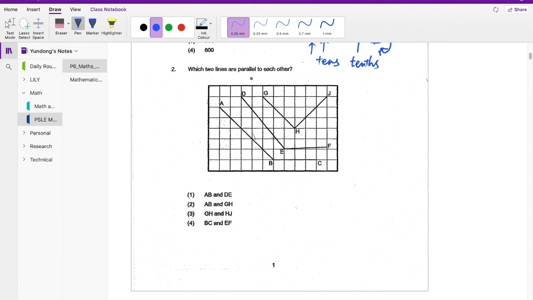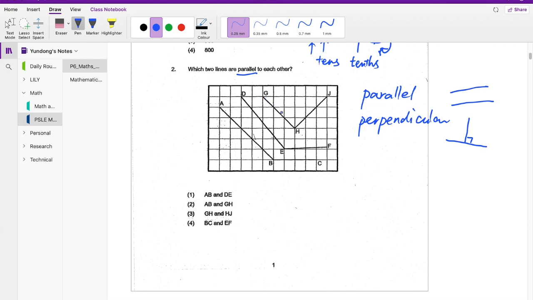The second question is about two lines being parallel to each other. So here are two concepts. One is called parallel, the other is called perpendicular. Parallel is a line like this, while perpendicular is like this, with a right angle here. Parallel lines have the same slope. And how can we decide the slope?